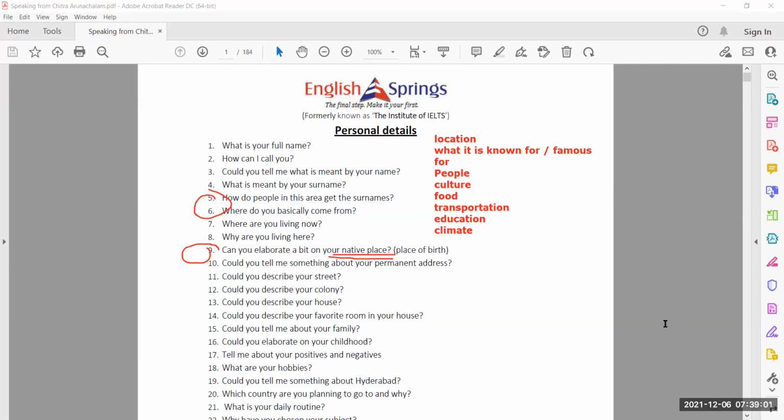Yes, Muniza, could you please start? What is your full name? Muniza, are you there? Okay, moving on to Saranya.